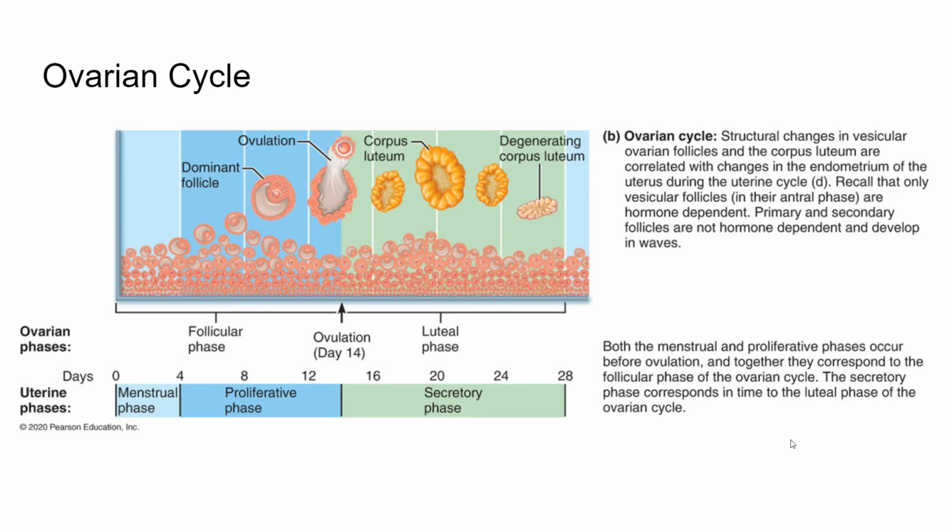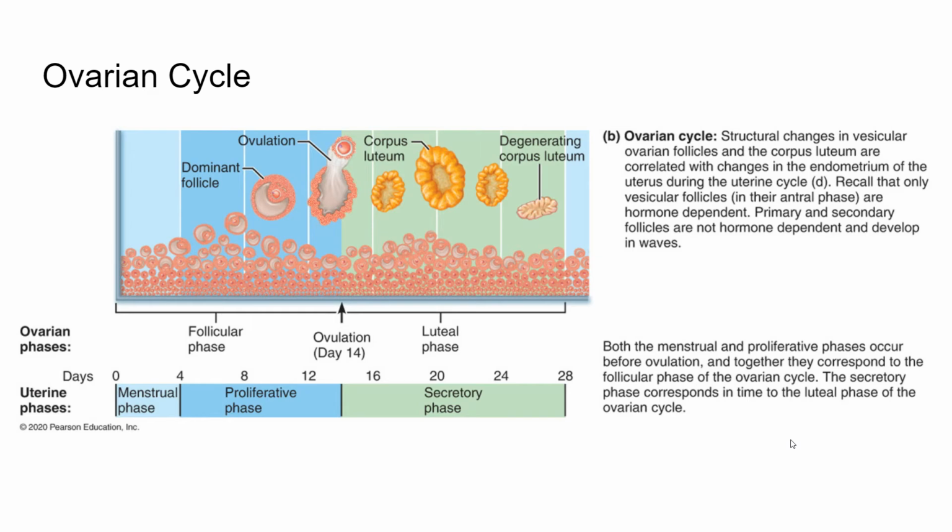It's basically divided into two phases. There is the follicular phase, which is days 1 through 14, and the luteal phase, which is days 14 through 28. Need to note that in between those two phases, the demarcation between them, is ovulation, which is the actual release of the ovum.